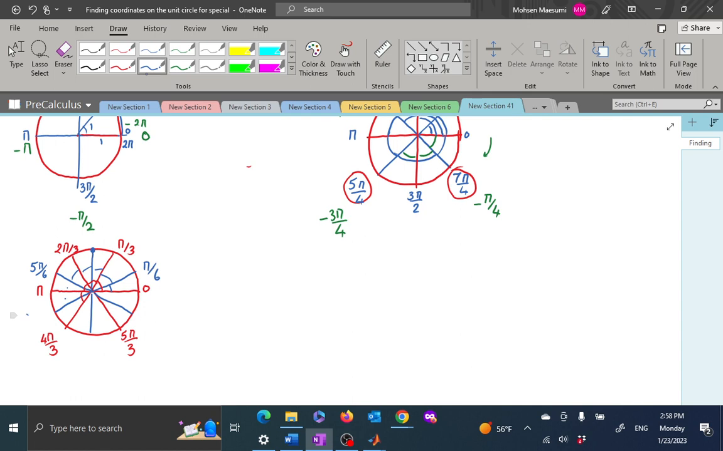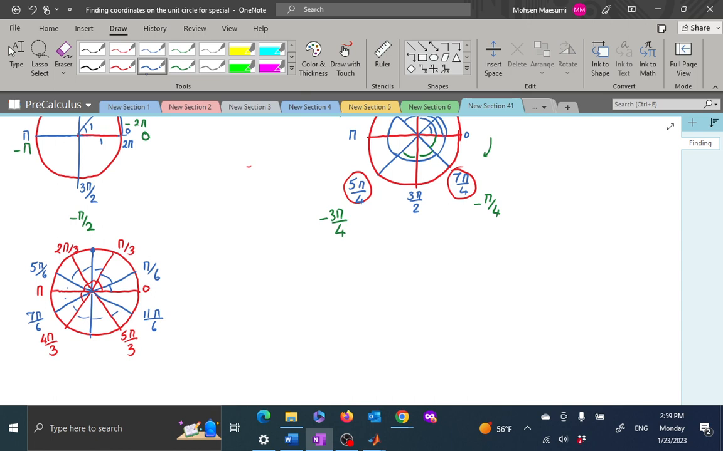6, 7. This is 7 pi over 6. This is, of course, 3 pi over 2. And then here is going to be 7, 8, 9, 10, and 11. 11 pi over 6. So essentially we are going on a circle.